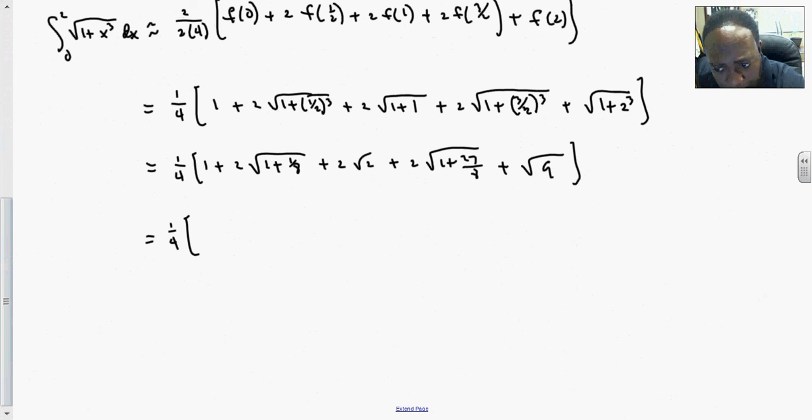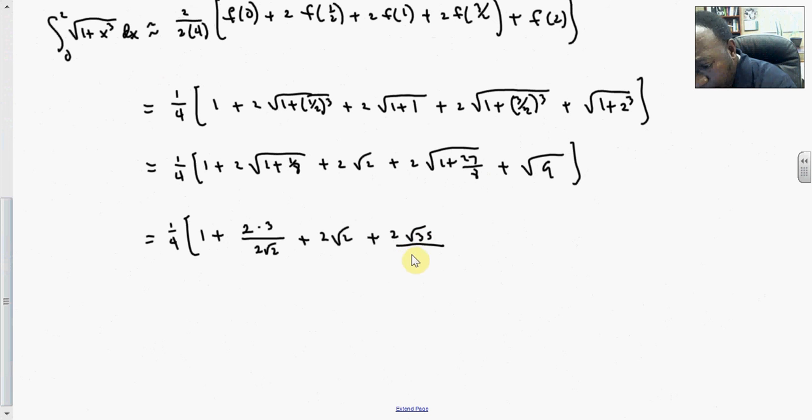This is 1/4 times 1 plus 2 times, this is 1 plus 1/8, so that's 9/8, the square root of all of that. So the square root of 9 would be 3, and then divided by the square root of 8, which is 2 times the square root of 2, plus 2 times the square root of 2, plus 2 times, this becomes the square root of 8 plus 27, gives us the square root of 35 divided by the square root of 8, which is 2 times the square root of 2, plus 3.